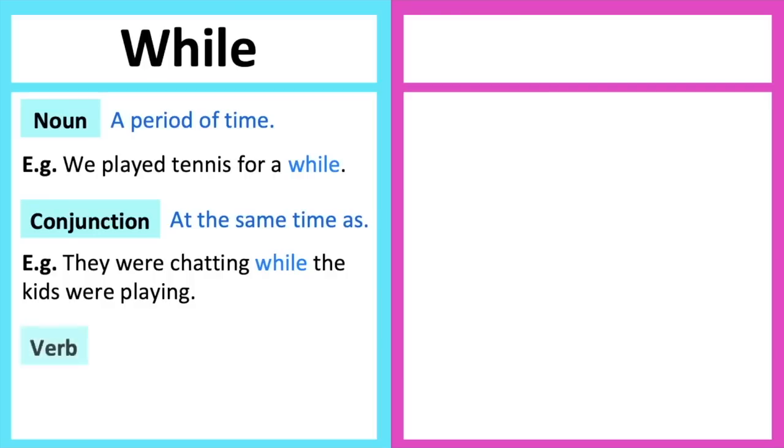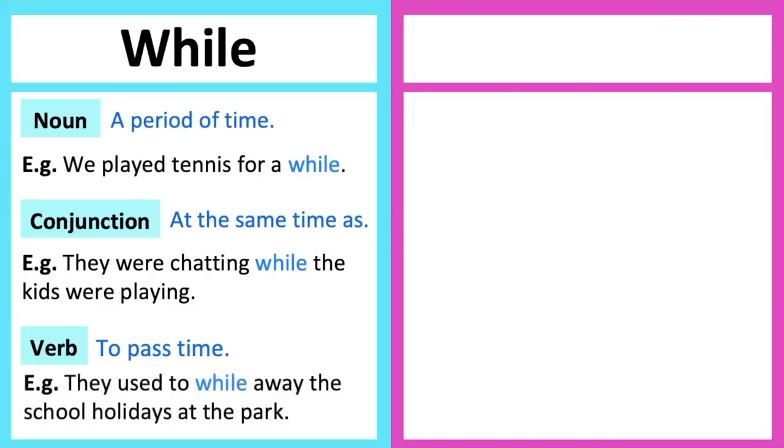A verb refers to an action. As a verb, while means to pass time. This is usually in a relaxed and pleasant manner. For example, they used to while away the school holidays at the park.